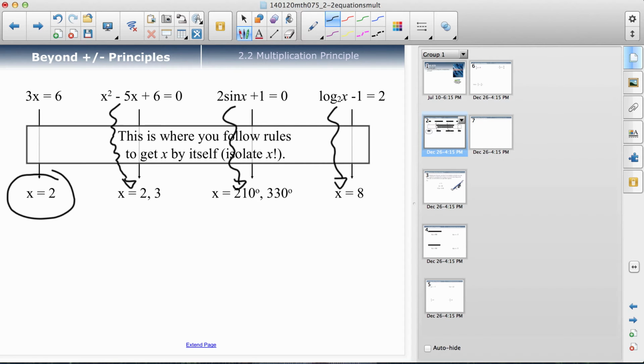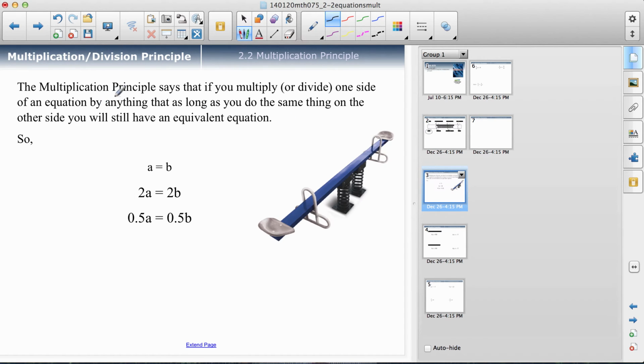The one that we're focused on today is called the multiplication or the division principle, which you would use in this case there. Anyway, let's take a look how it works. What it says is that if you multiply or divide one side of an equation by anything, as long as you do the exact same thing on the other side, you still have an equivalent equation.